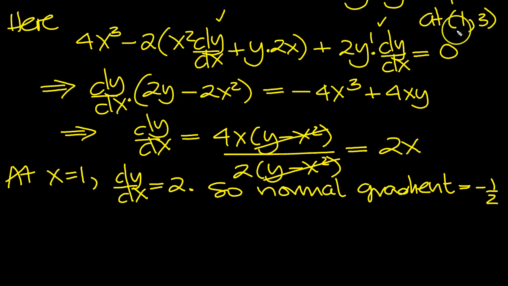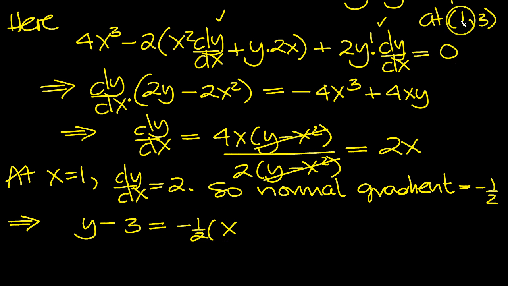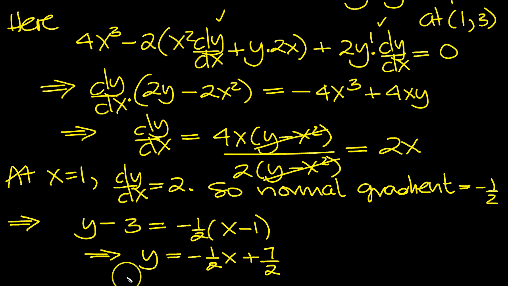And so putting in the point 1, 3, that implies the equation of the normal then is y minus 3 is equal to the gradient of the normal, minus a half, lots of x minus 1, which we've got there. So that tells us then, let's just tidy it up, y is equal to minus a half x, let's expand the bracket while we're at it, plus a half plus 3 is 3.5, which we can write as 7 over 2. So there's the equation of the normal at the point 1, 3.